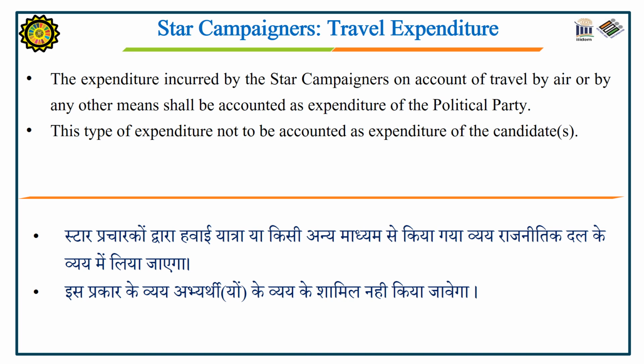Travel expenditure of star campaigners. The expenditure incurred by the star campaigners on account of their travel by air or by any other means shall be accounted as expenditure of the political party. This type of expenditure is not to be accounted as expenditure of the candidate.